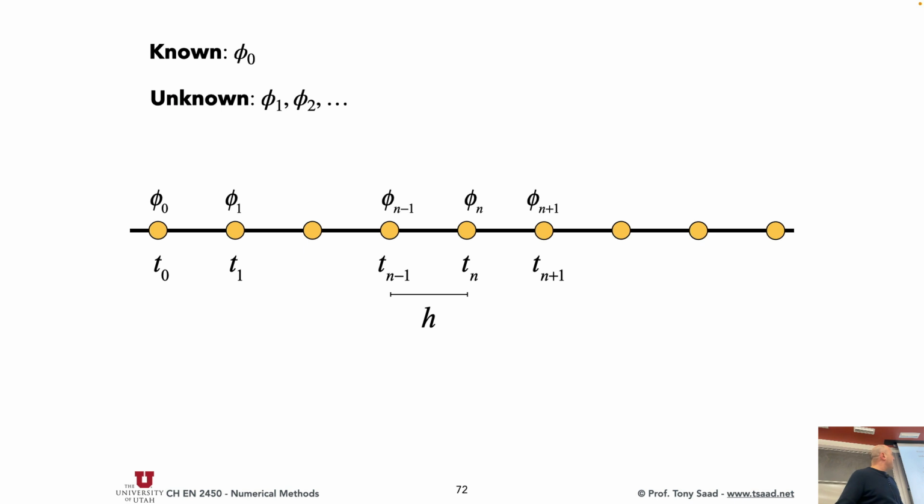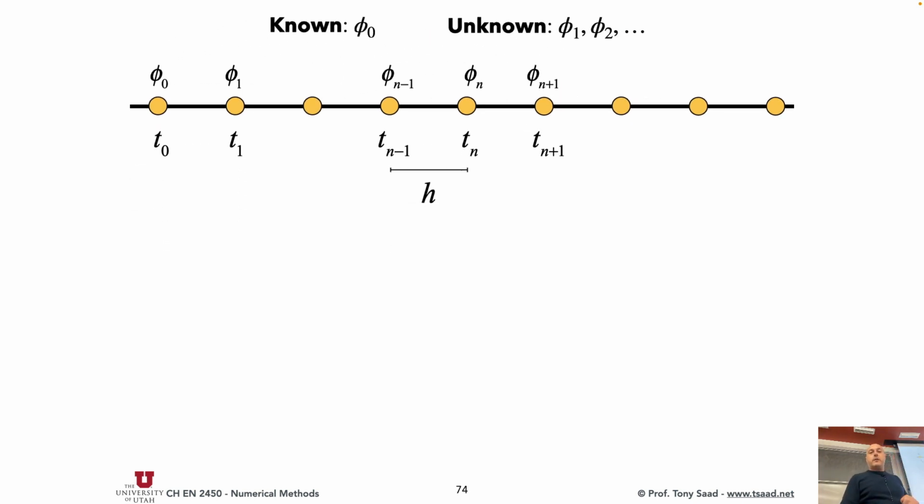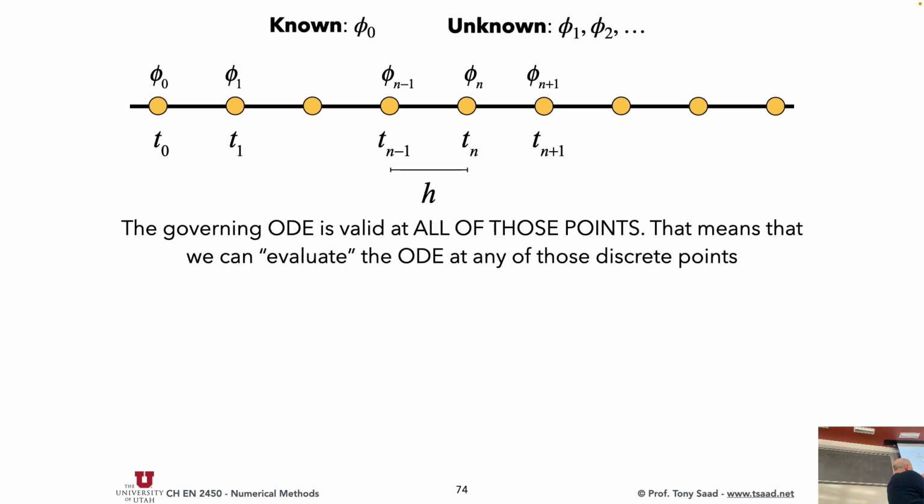All right, so we're going to collapse this right now. What we know is phi 0. What we don't know are phi 1, phi 2, all the way to the end, right? And then we're going to use this initial condition to recursively construct the unknown function values. Starting with phi 0, we're going to use information at phi 0 to build phi 1. Then we're going to use information at phi 1 to build phi 2, and so on, all the way to the end, recursively.